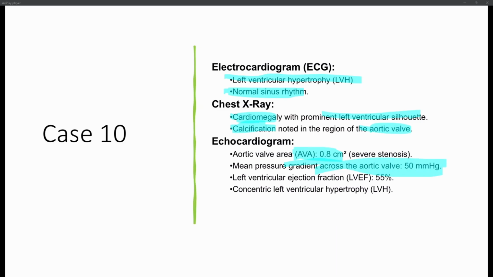Why is there a pressure gradient across the aortic valve? This is the pressure that's generated from the left ventricle and the pressure that's in the aorta. Why is the ventricular pressure generated so much higher than the aortic pressure? It's due to the stenosis. We're trying to get the same volume of blood through a smaller hole. So the ventricle has to generate a lot more pressure to get across that fixed stenosis.